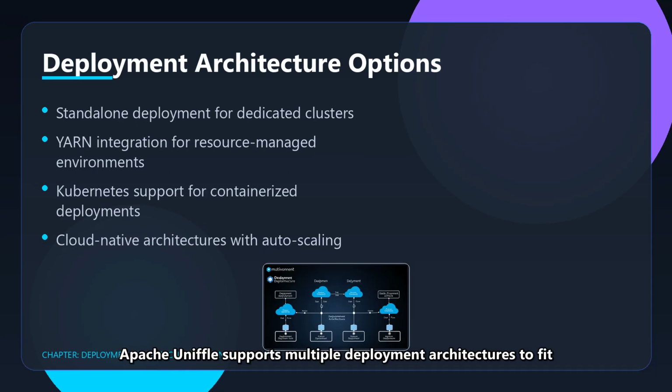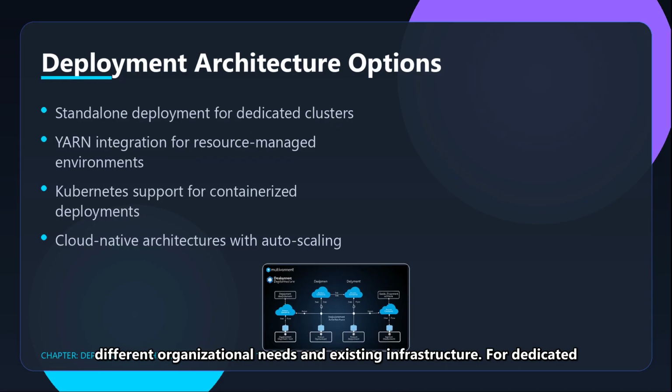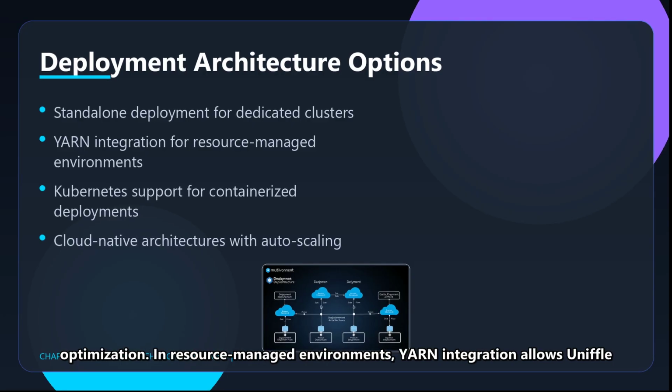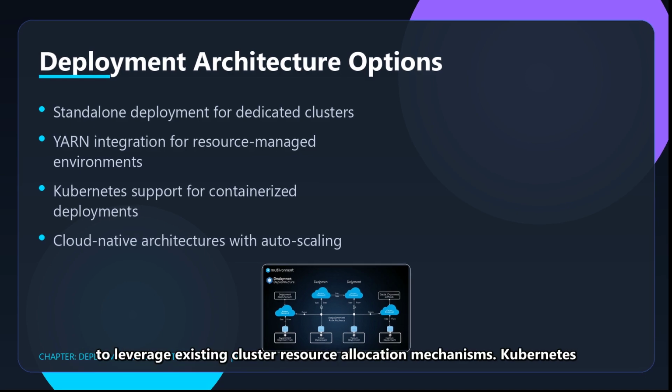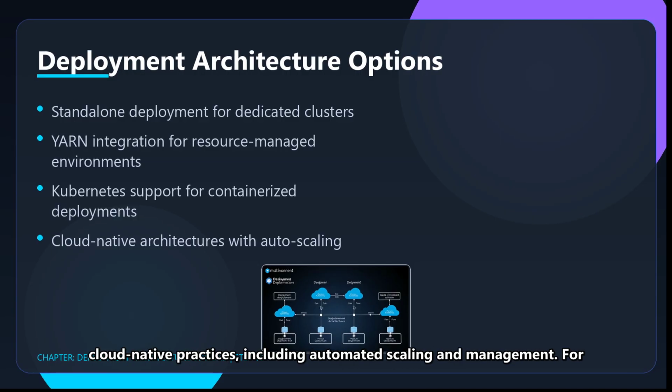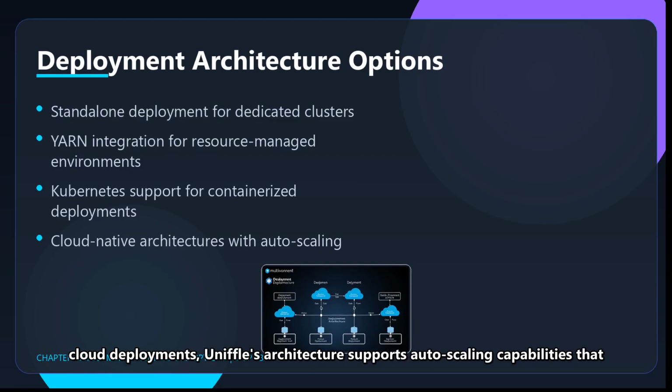Apache Uniffle supports multiple deployment architectures to fit different organizational needs and existing infrastructure. For dedicated clusters, standalone deployment provides maximum control and performance optimization. In resource-managed environments, Yarn integration allows Uniffle to leverage existing cluster resource allocation mechanisms. Kubernetes support enables containerized deployments that align with modern cloud-native practices, including automated scaling and management.